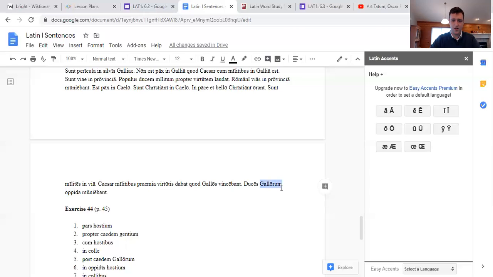Now, we have another genitive we got to fit in somehow, and it's right next to leaders. So let's take it as defining duces. The leaders of whom? The leaders of the Gauls were building towns. Got it?